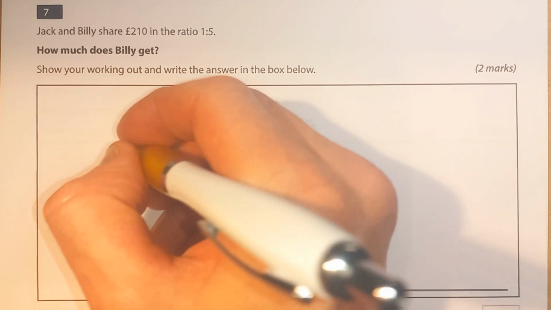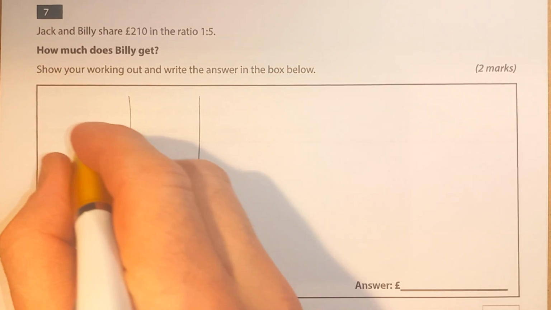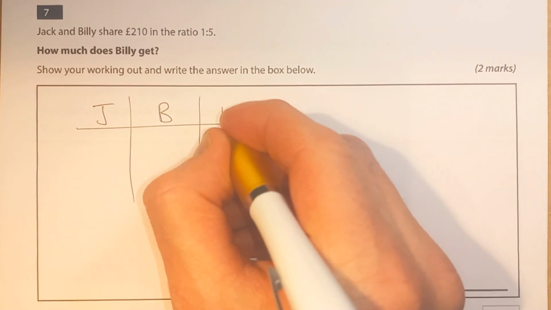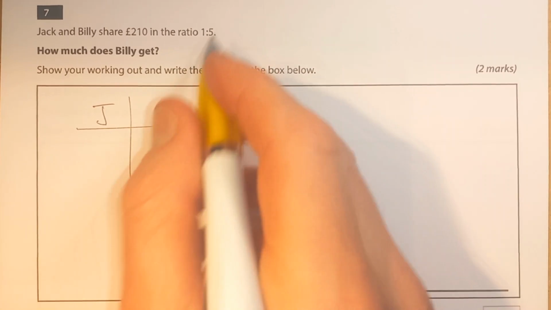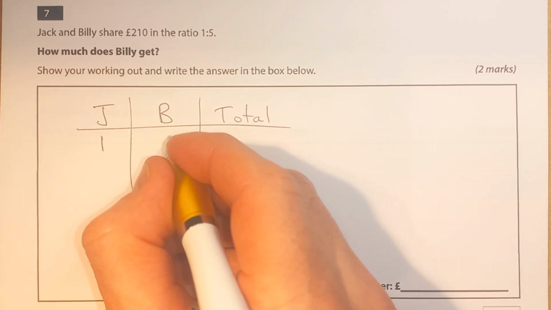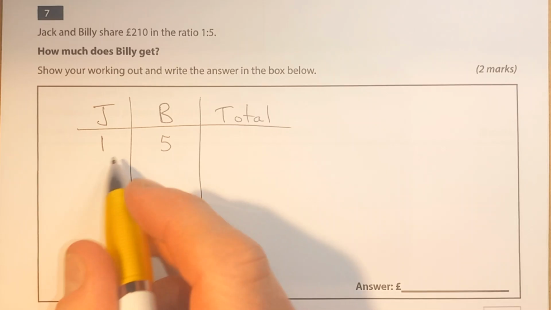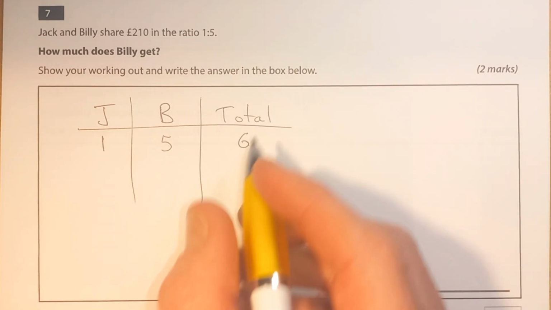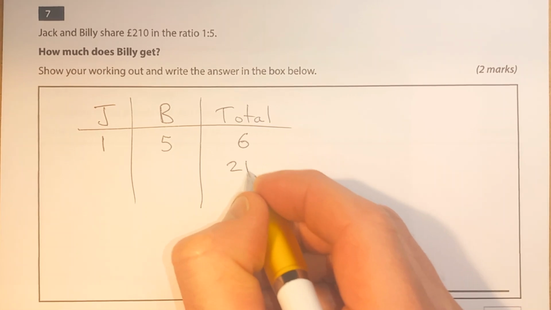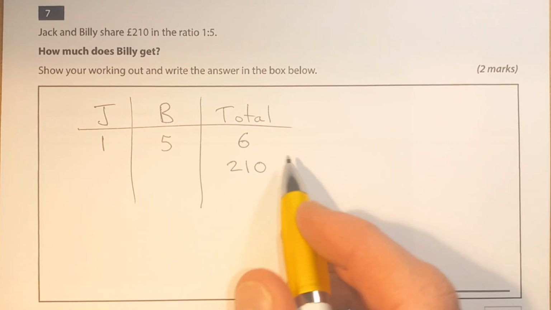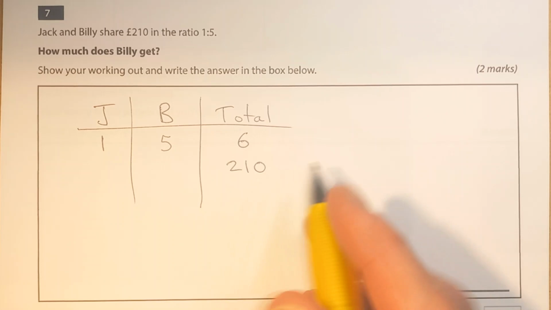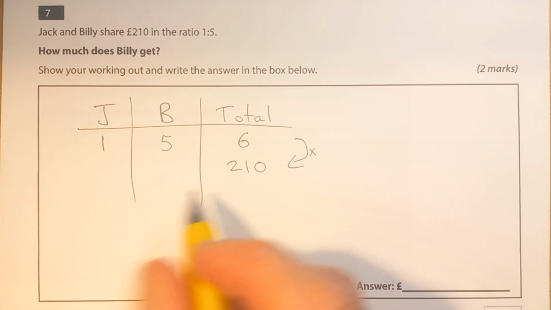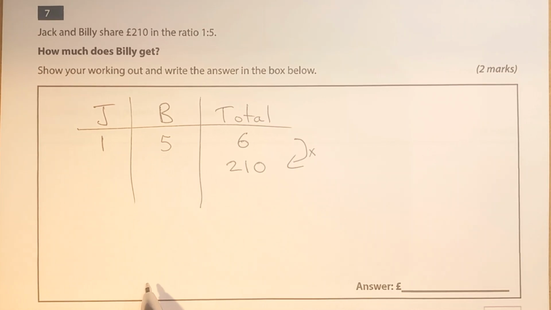Right, ratio question. So we're going to draw a ratio table. Jack and Billy, I can just do a J and a B, and I'm going to have a total column. And the ratio is 1 for Jack, 5 for Billy. If that's all they got, then 1 plus 5, the total would be 6. But in fact, the total that they get is 210. So what we want to work out is how are we getting from 6 to 210? And we want to know what we're multiplying it by to get up here, because that's going to be the same for these values as well.